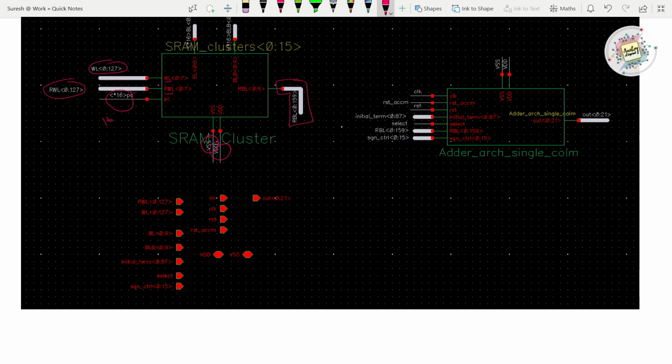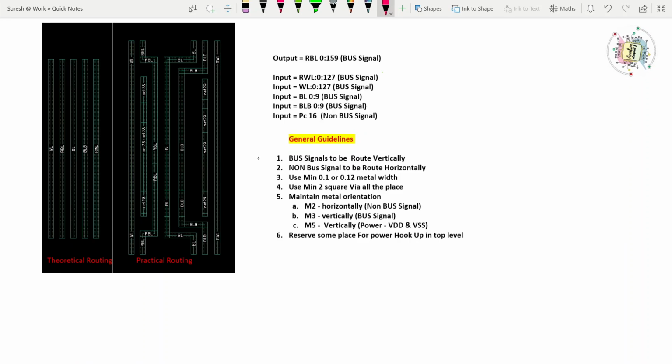Whatever bus signals we see in the layout, bus signals always have to be routed from the top to the bottom. For example, the bus signals always have to be routed vertically. See, for example, here I have an output signal and then 4 input signals and then a PC input signal. So except for my PC, all the signals are bus signals. Whatever signals are bus signals always have to be routed from top to bottom like this. The signals have to travel all the way from the top end to the bottom end. It should not end in between the layout.